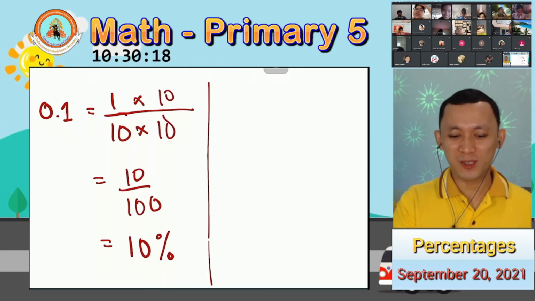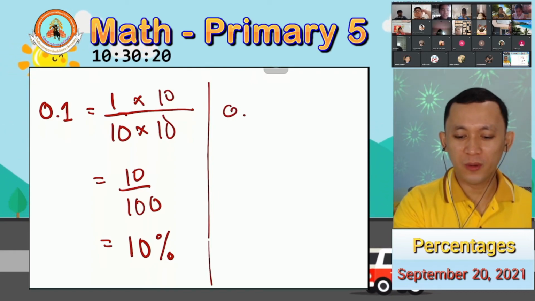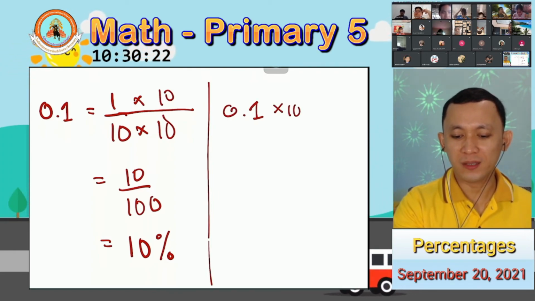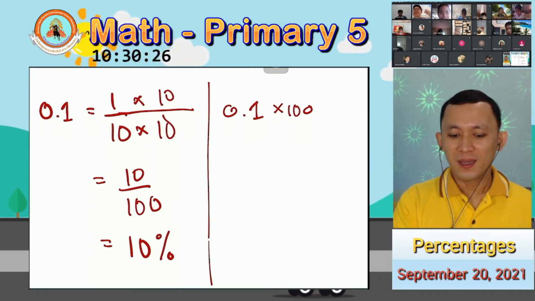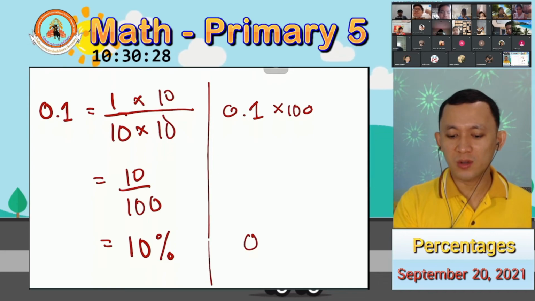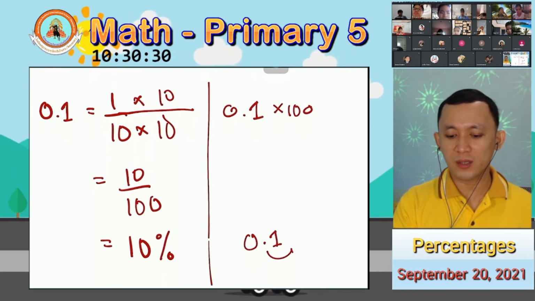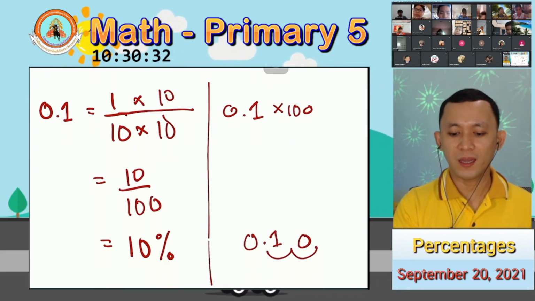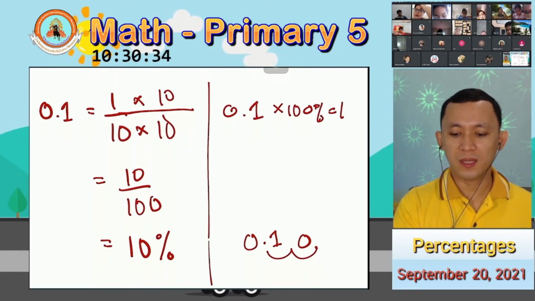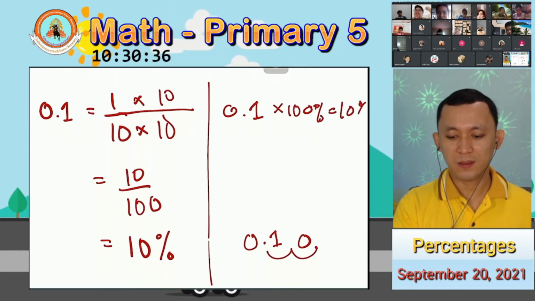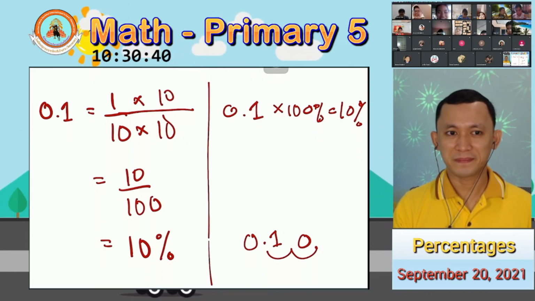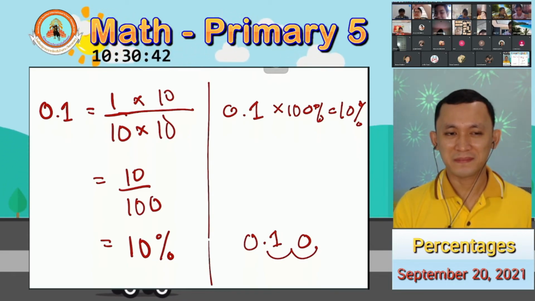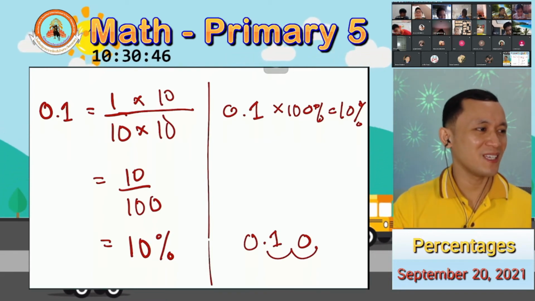Okay, now let's use method 2, the same. 0.1 times 100, the easiest. We move the decimal point 1, 2. We have 10%. Just one line and you are done. Very, very easy.